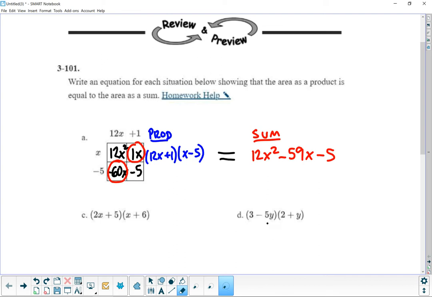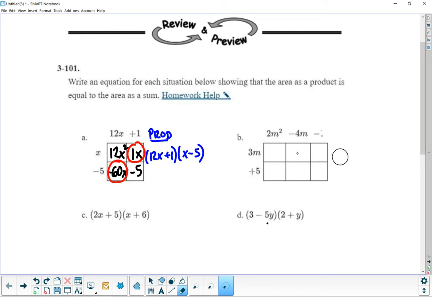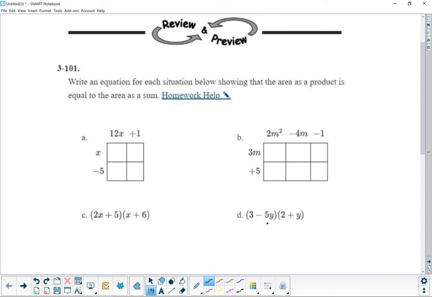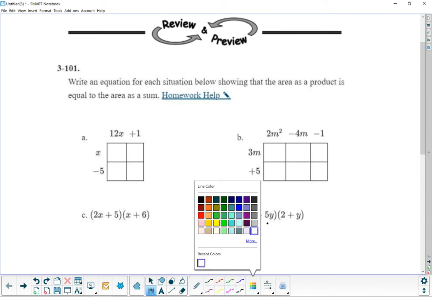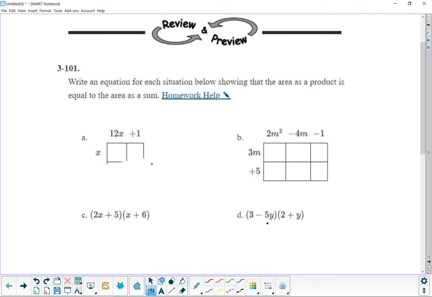If you need time to write it down or think about it, pause it because I'm going to erase it. Okay, B, and I'm going to take out A so I have a little bit of space. For part B, we have another area model which we can complete.